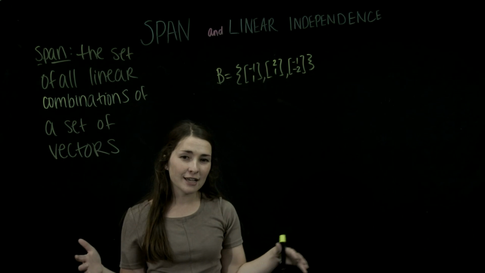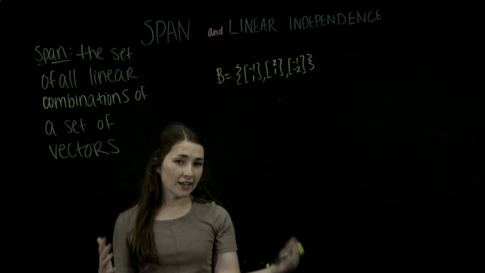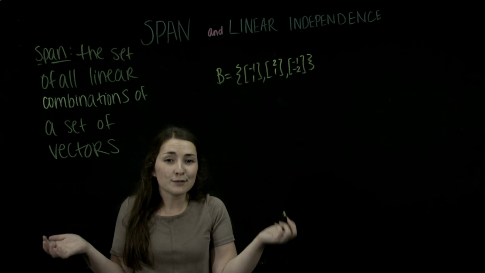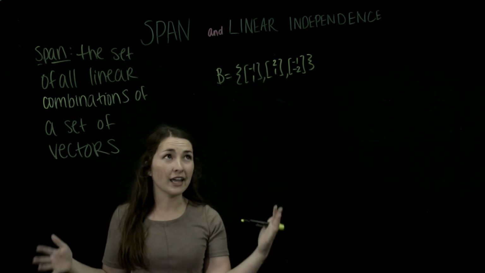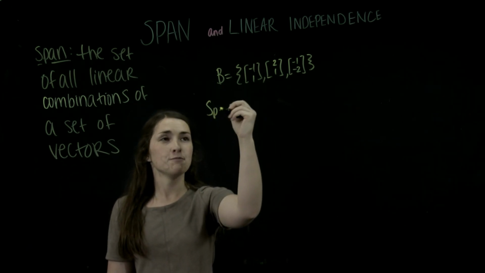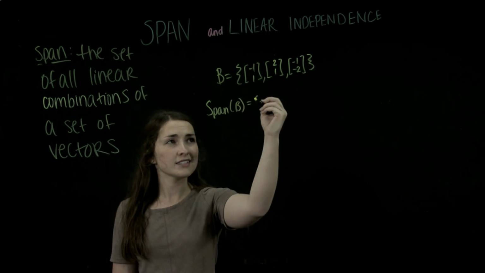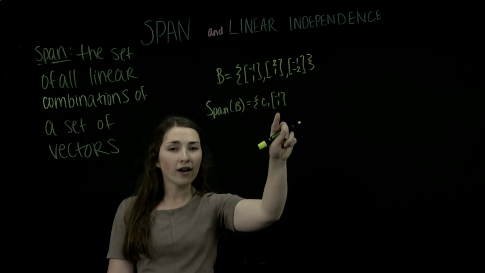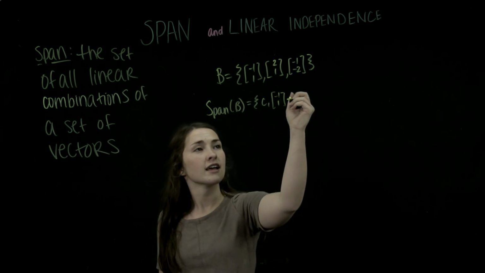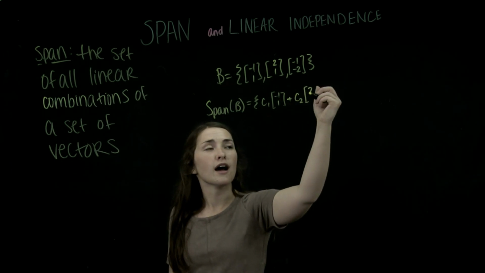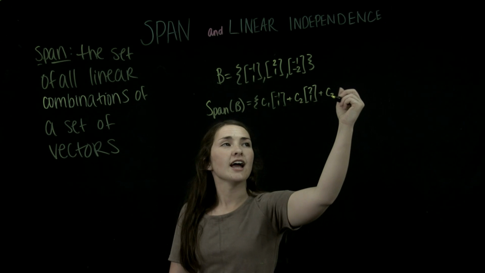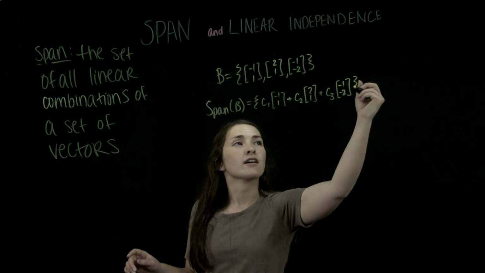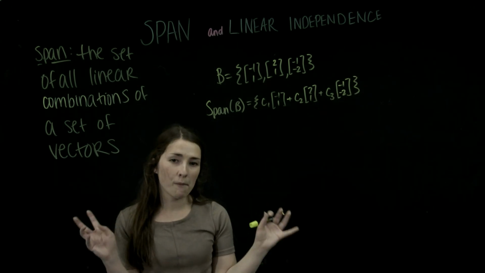So looking at some set B here, with the vectors of R2 as (-1, 1), (2, 1), and (-1, -2), what is our span of B? So it's the set of all linear combinations of these three vectors. So our span of B is equal to the set of c1 times (-1, 1) building blocks, added to some number of (2, 1) building blocks, and added to c3 of our last vector, (-1, -2) building blocks.